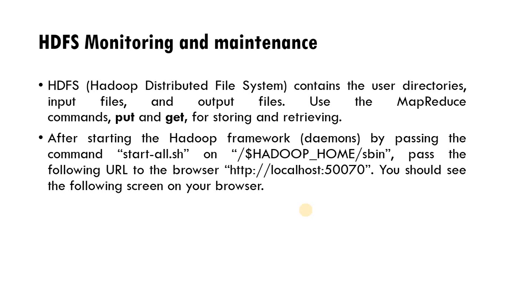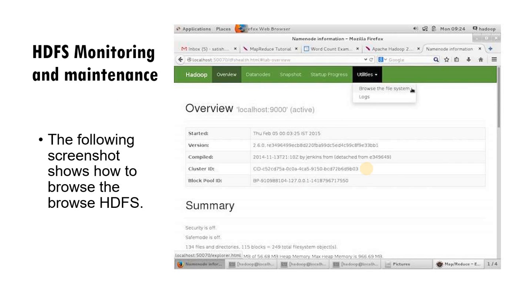After starting the Hadoop framework by passing the command start-all.sh, we can start the Hadoop framework. We need to write this command after changing our directory to the Hadoop home directory /sbin, and after pressing enter, your Hadoop framework will be started. Now pass the following URL to the browser. Because Hadoop is now on the localhost, the URL is http://localhost and the port number is 50070, which is the default port number for Hadoop. When you enter it in your browser, the screen is shown here.